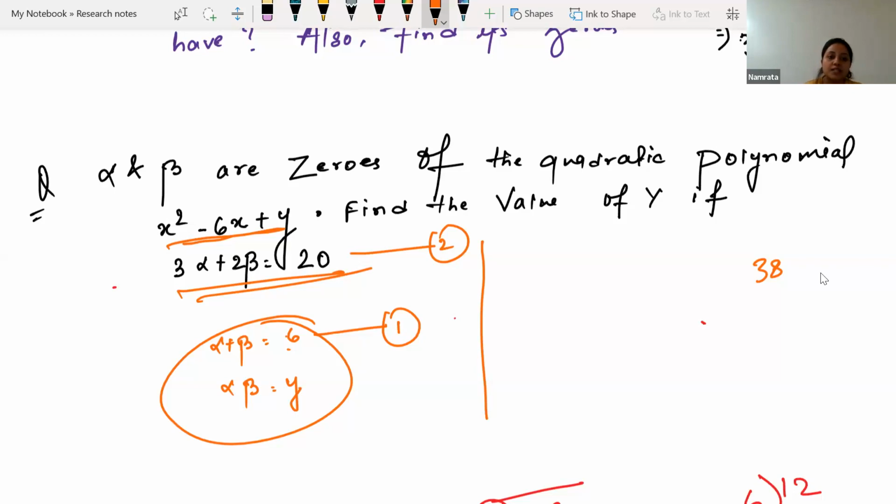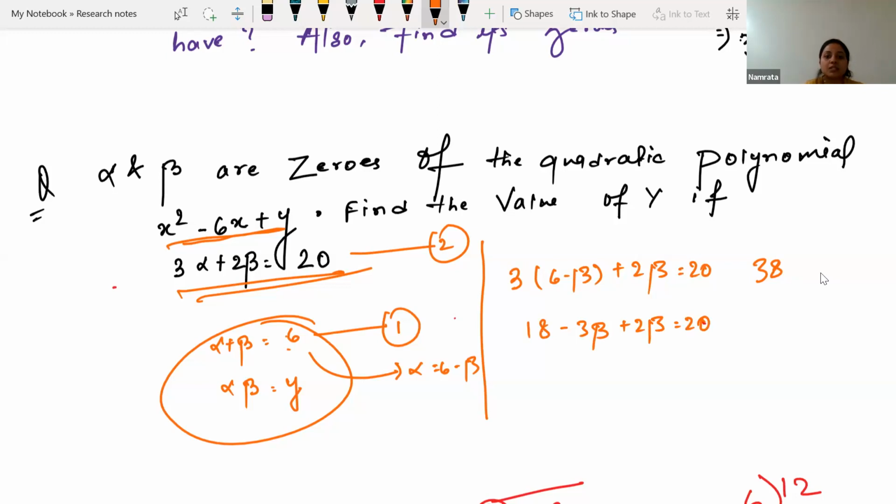So here alpha plus beta is 6. We can apply the method of substitution as well. Why not? So here we are getting alpha as 6 minus beta. Let's substitute it over there. So 3 into 6 minus beta plus 2 beta is equal to 20. Here we are getting 18 minus 3 beta plus 2 beta is equal to 20. So minus 3 beta plus 2 beta is negative beta. 18 minus beta is equal to 20. So beta will be 18 minus 20, that is negative 2, right? We got beta as negative 2.